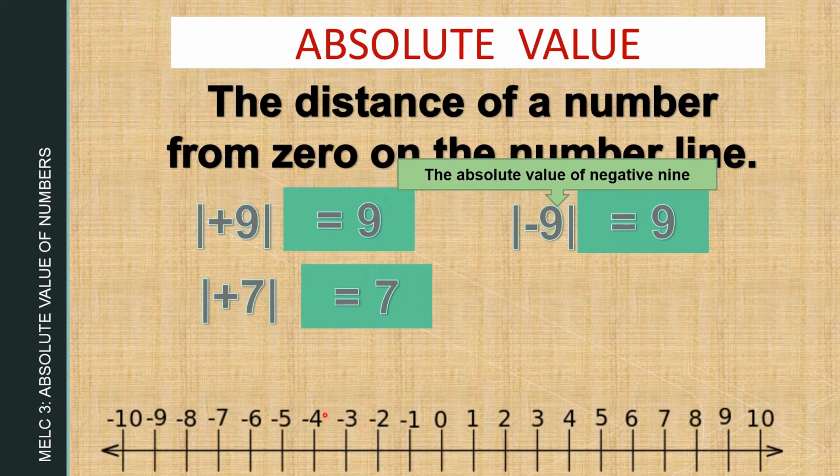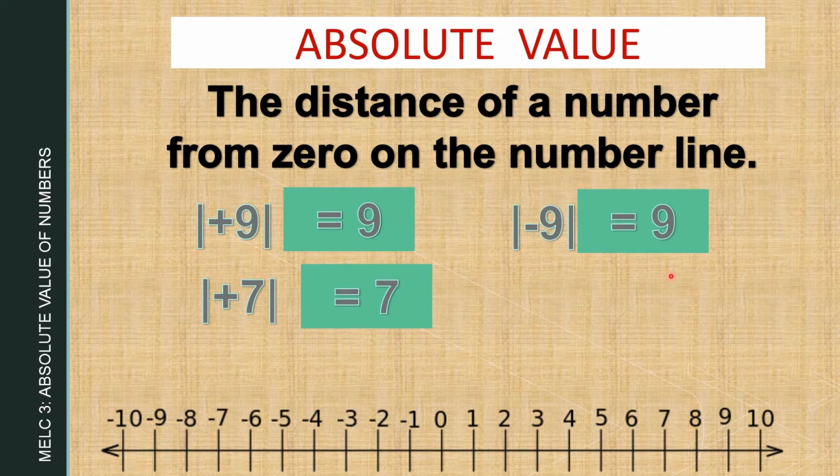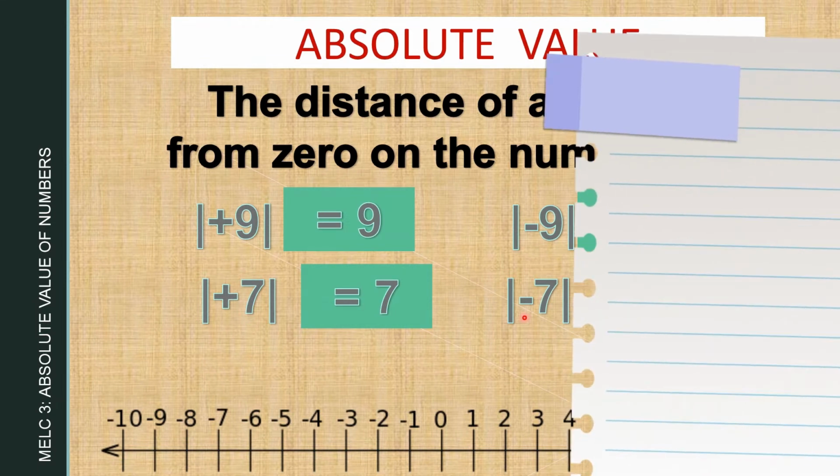Since we have discussed earlier that in getting the distance, it disregards the direction, we know that positive 9 and negative 9 have the same distance from 0. They are just both 9. Are you following? So what about the absolute value of negative 7? I guess you already know the pattern.